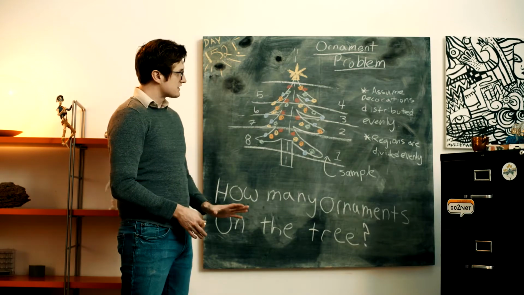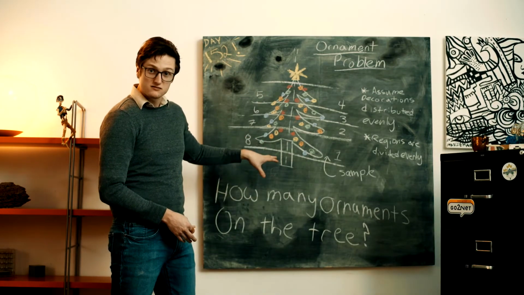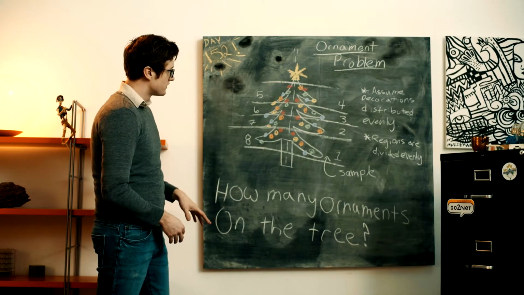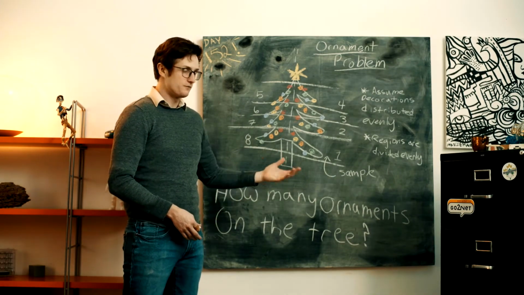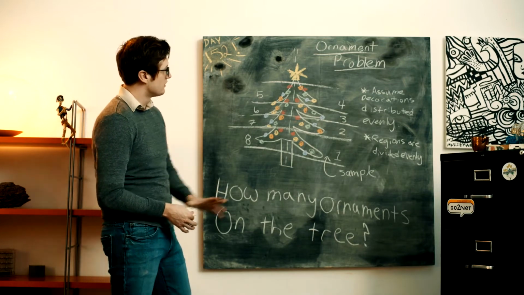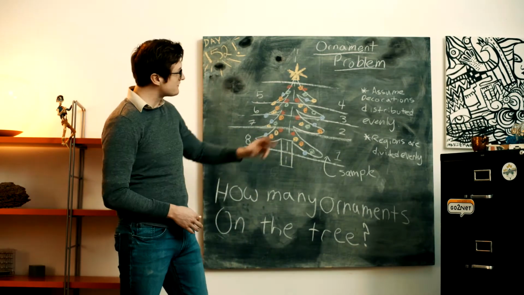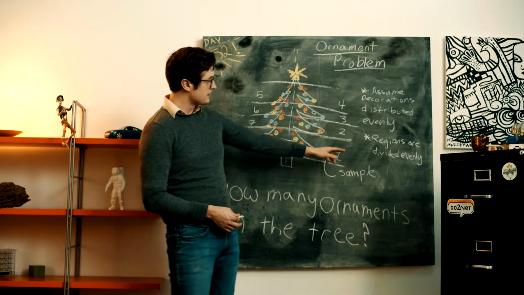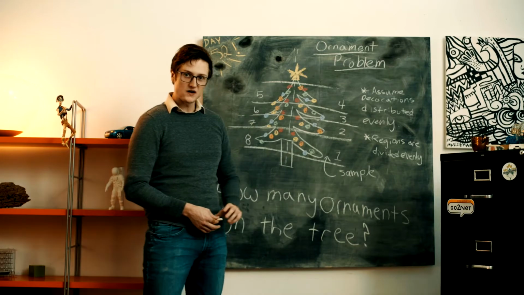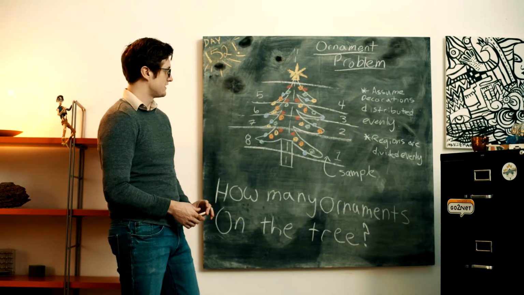And one way that I can do that, rather than counting them all out, we're assuming there's too many to count, is we can actually just use a sample, all right? So we're gonna take two assumptions here. We're gonna assume first that the decorations, the ornaments, are evenly distributed, okay? And the regions are evenly divided, okay? So those are our two assumptions, all right?